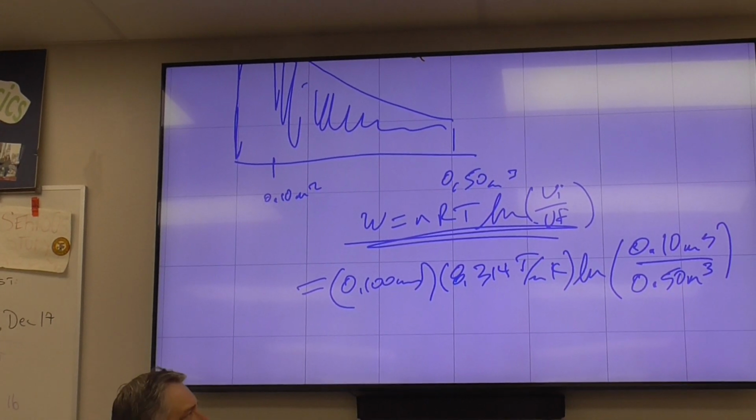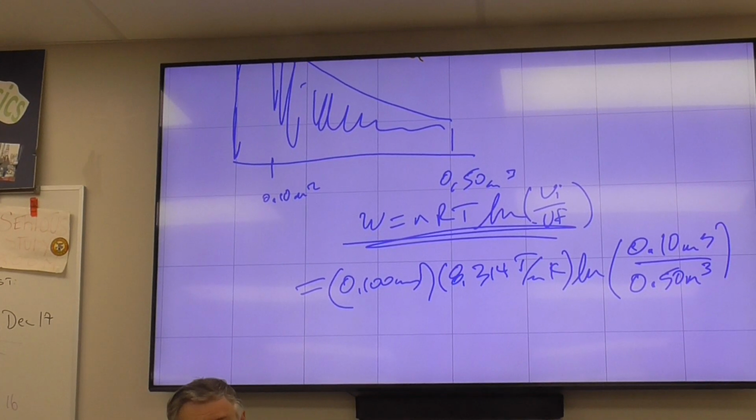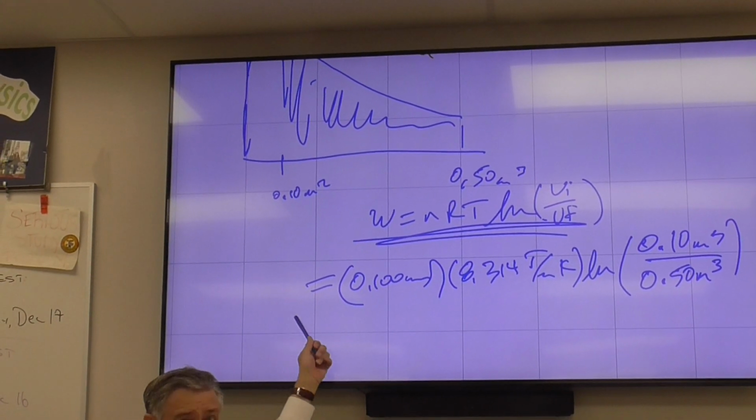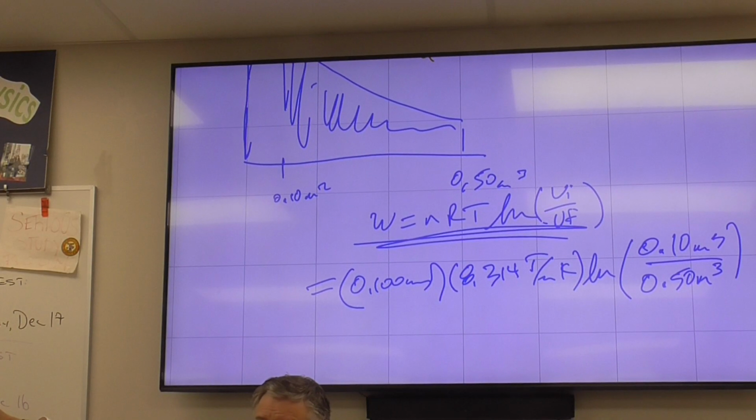So when you take the natural log of a value less than 1, what's the sign? Negative. So I'm going to have a work value that's a negative number. Volume is getting bigger, so work's going to be a negative value. And here's the reason why this works out.